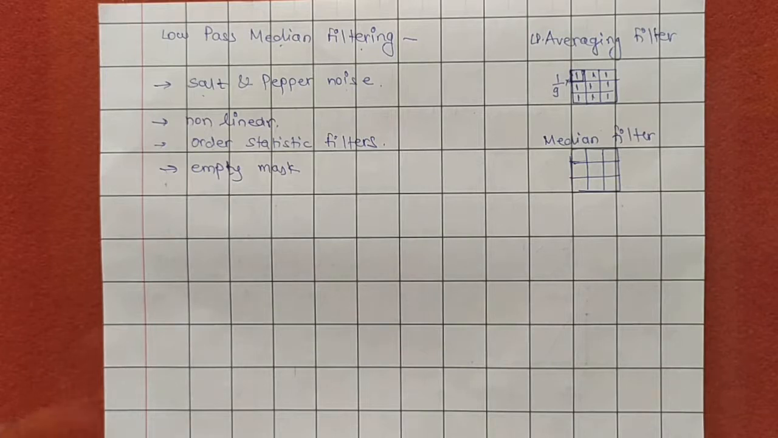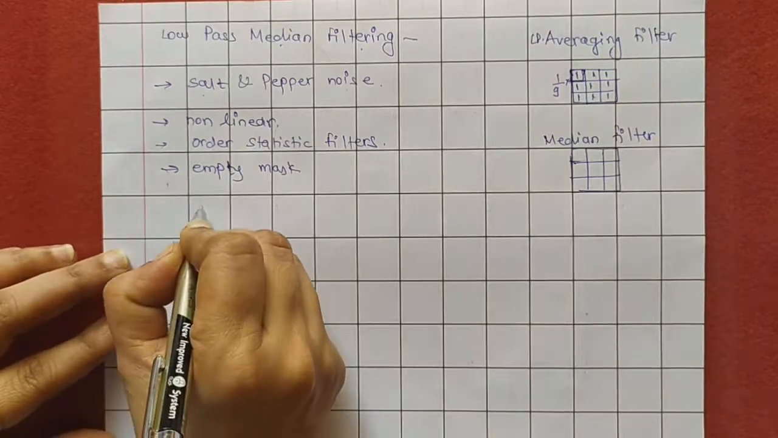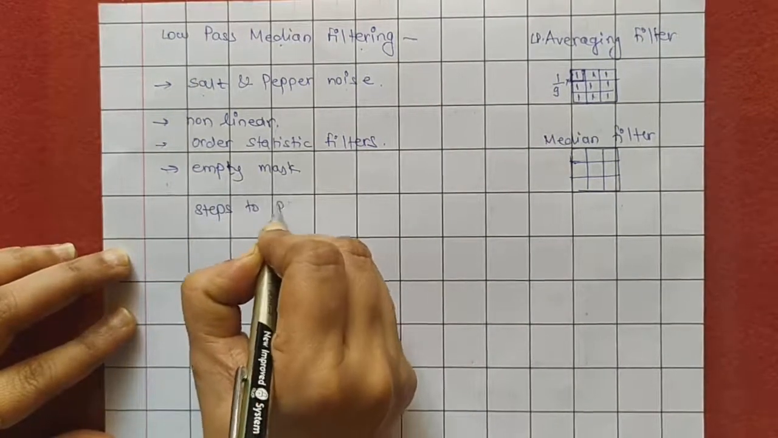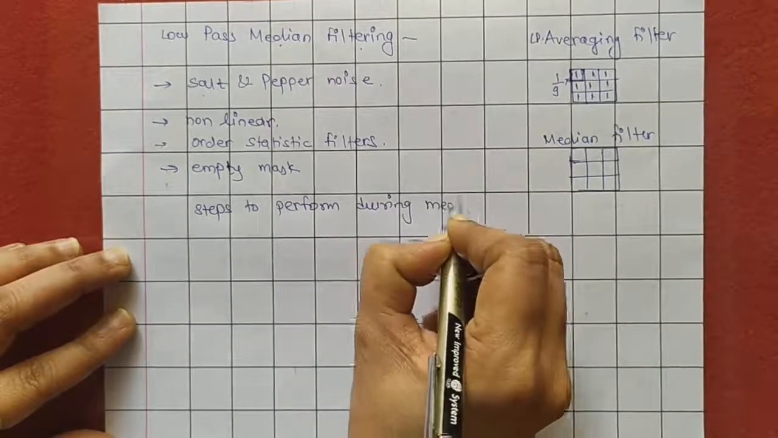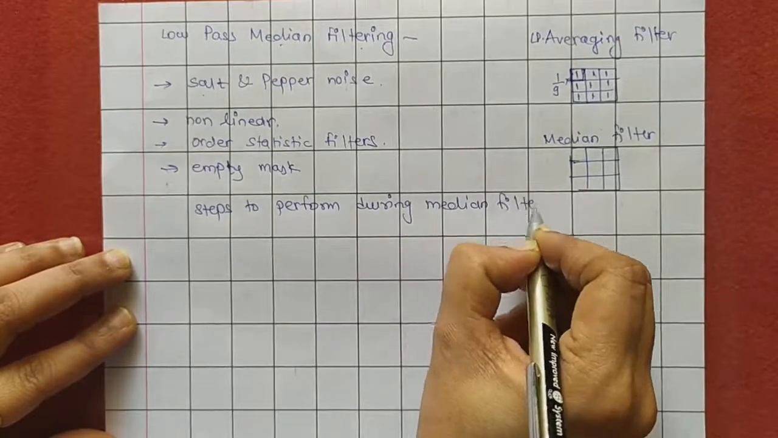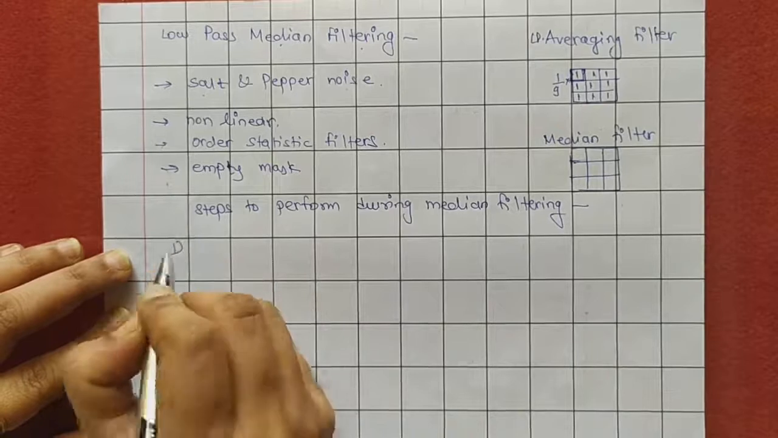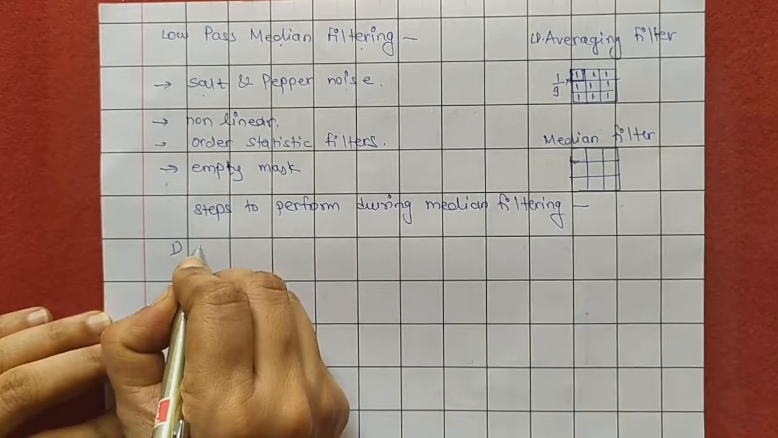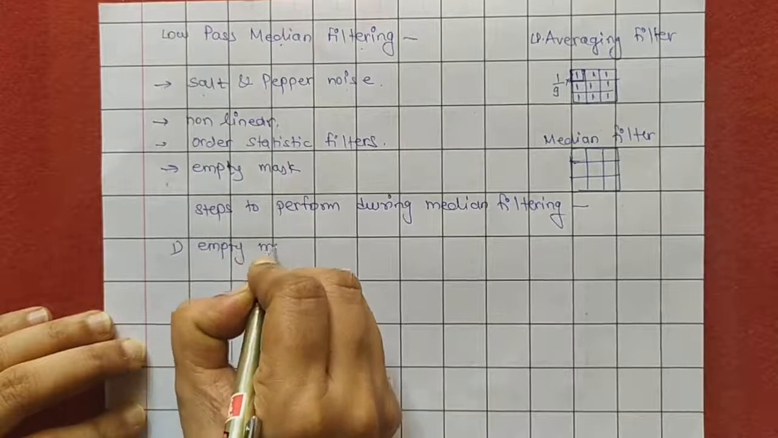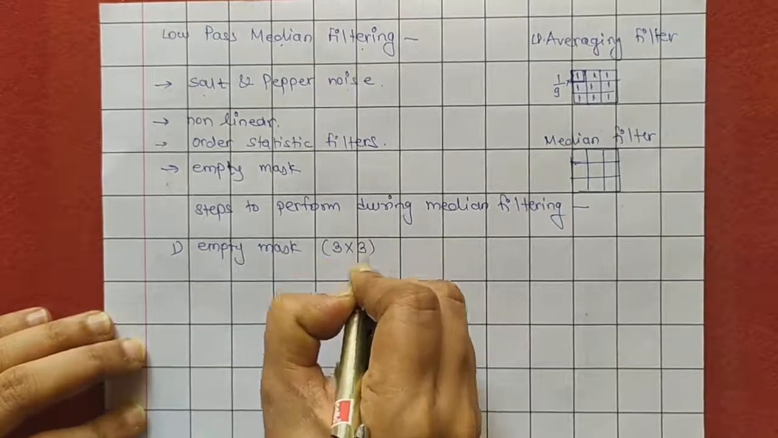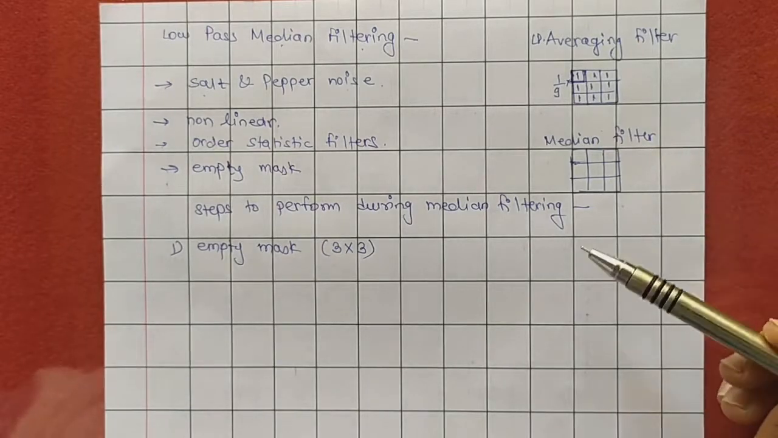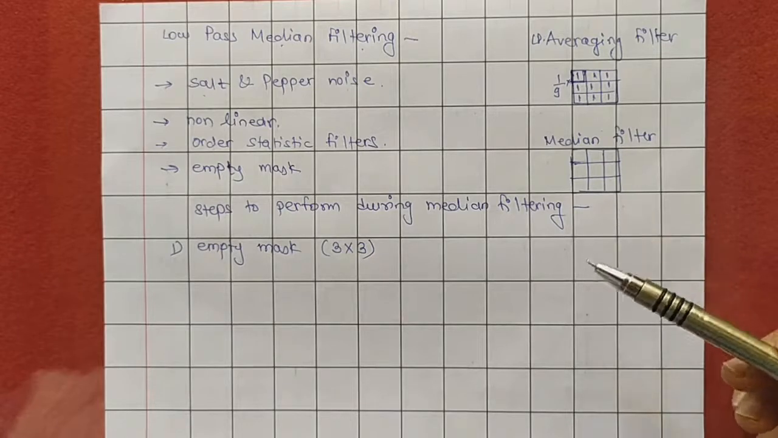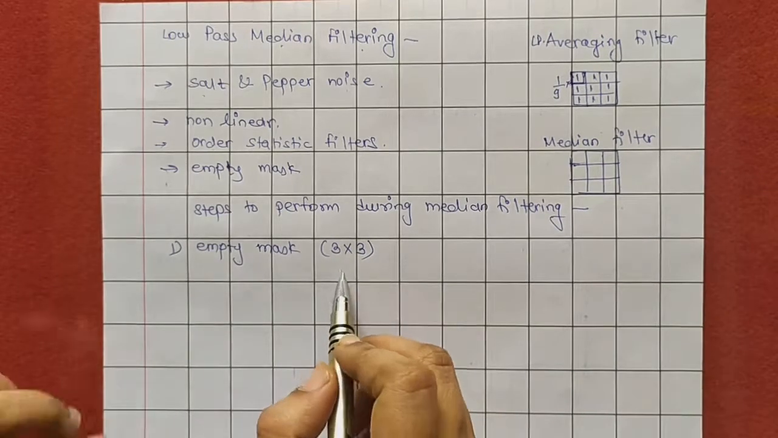There are certain steps which have to be performed during the median filtering. So what are the steps? First step, we have to consider an empty mask, and we'll consider a 3x3 empty mask, because we just discussed that if the size of the mask is larger, the blurring effect will be more, and that's why we'll use a small size mask.